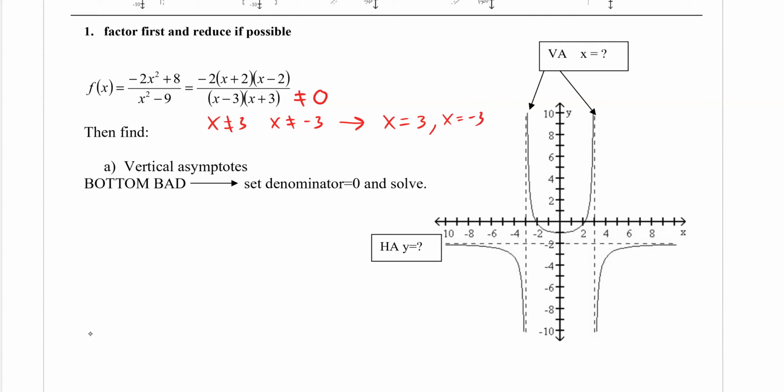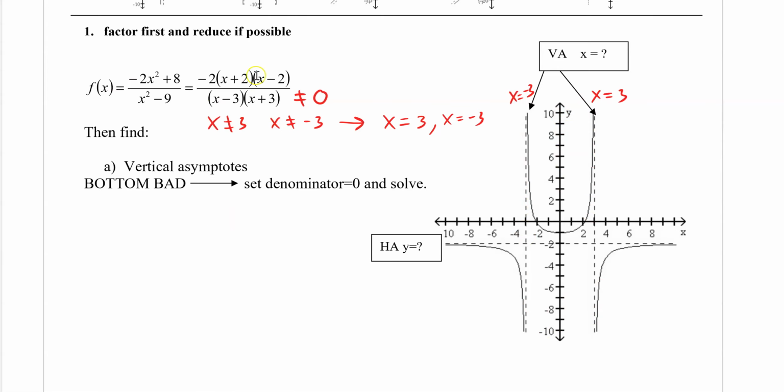In order to find your vertical asymptotes, you're going to take the bottom, which is our bad thing, set it equal to 0, and solve, just like we did here. And so this becomes x equals negative 3, the one on the left, and x equals 3. These are our vertical asymptotes. They are vertical lines when you graph them. And that's it. This is what we're starting with, just vertical asymptotes right now.